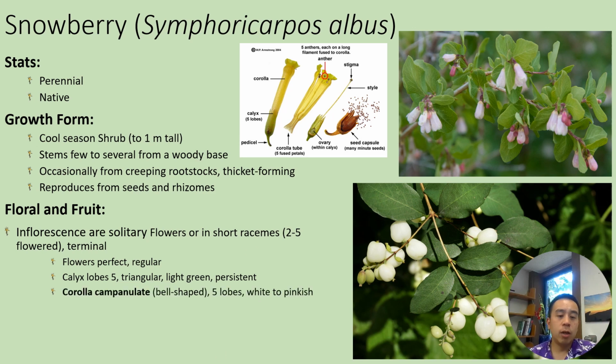The corollas themselves are what we call campanulate, which means they are bell-shaped, as you can see in the figure above me. And oftentimes those corollas also have 5 lobes, which again means they are dissected slightly, and are whitish to pinkish.